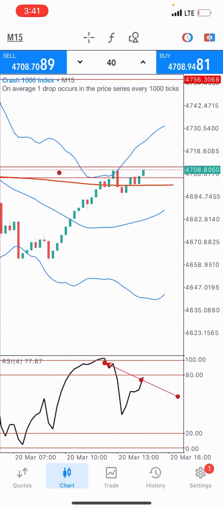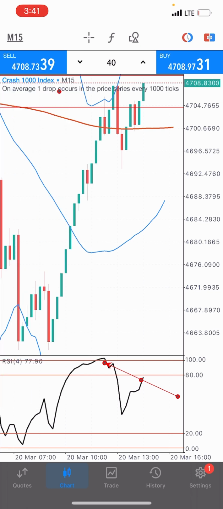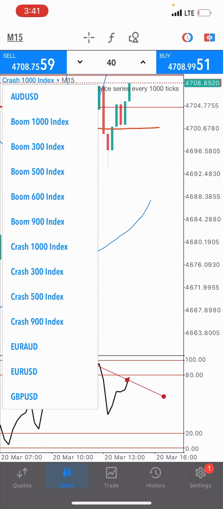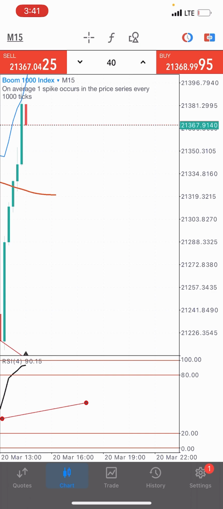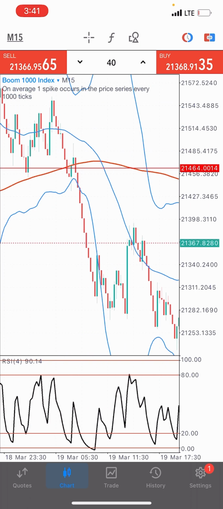So first of all, you must be sure that the MA is above the current price for you to sell, and the MA is below the current price for you to buy. So that's it, guys. Let me still check, bring in another asset to analyze. All right.